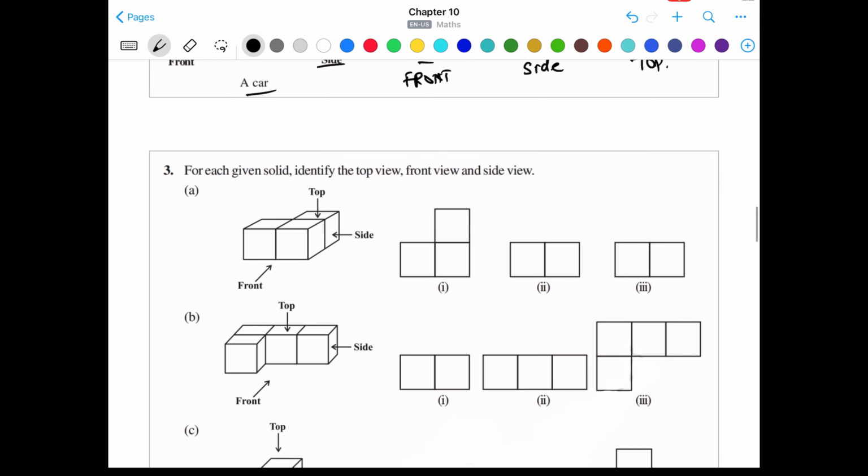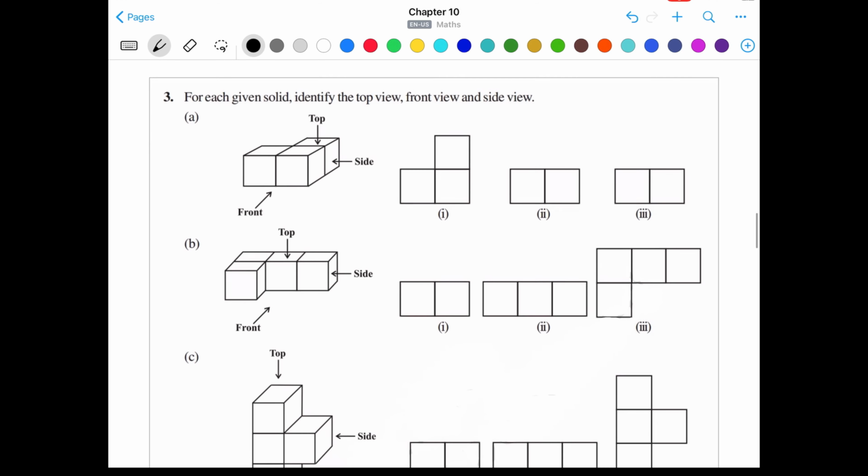Now moving to the next one. Now we are given again, for each given solid identify the top view, front view and the side view. Again we have to identify the three views, top, front and side view, out of these given figures. So if we see from the top, we'll be able to see these three boxes. That means this one is its top view. Let's write here top view.